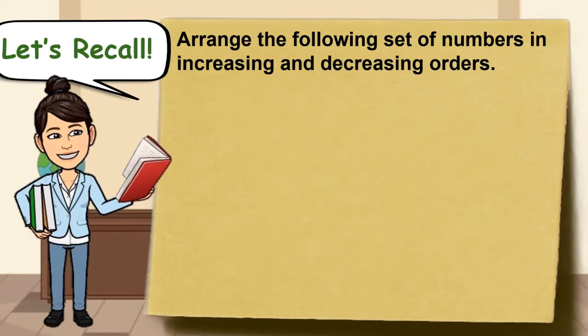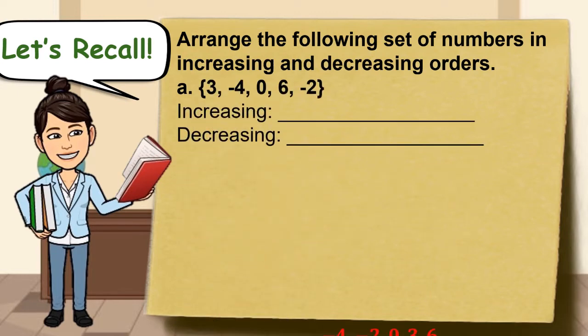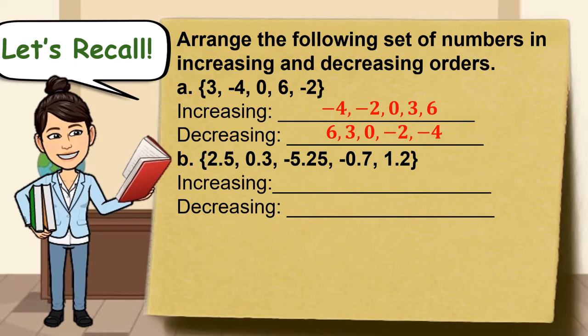Now, let's check your answers. For letter A, the increasing order is -4, -2, 0, 3, and 6. For decreasing order, we have 6, 3, 0, -2, and -4. For letter B, the increasing order is -5.25, -0.7, 0.3, 1.2, and 2.5.